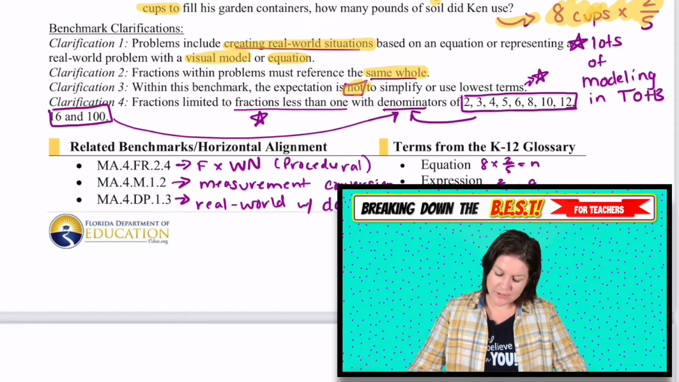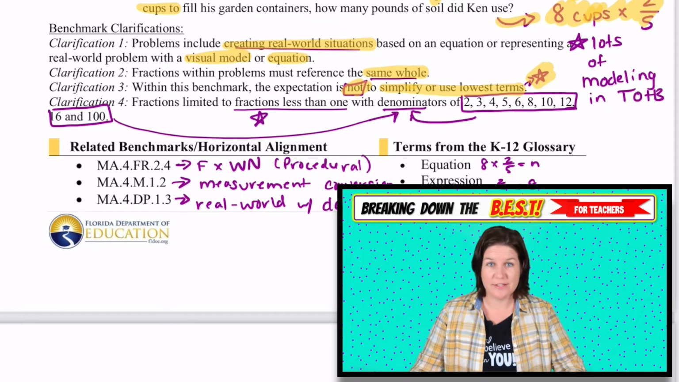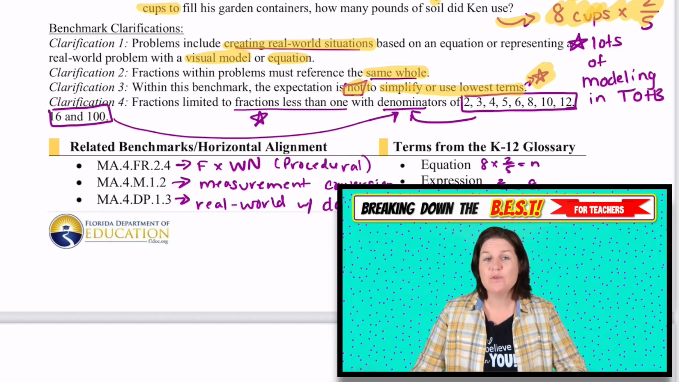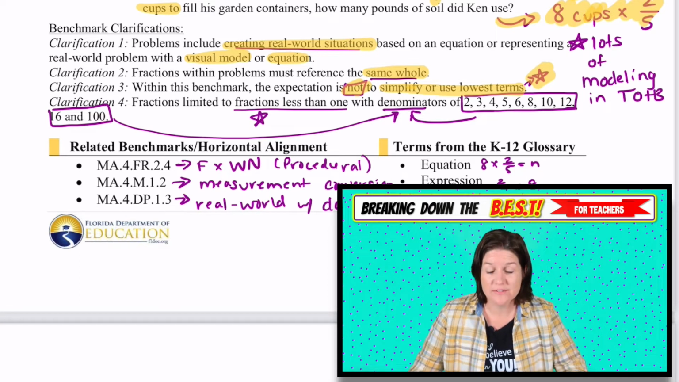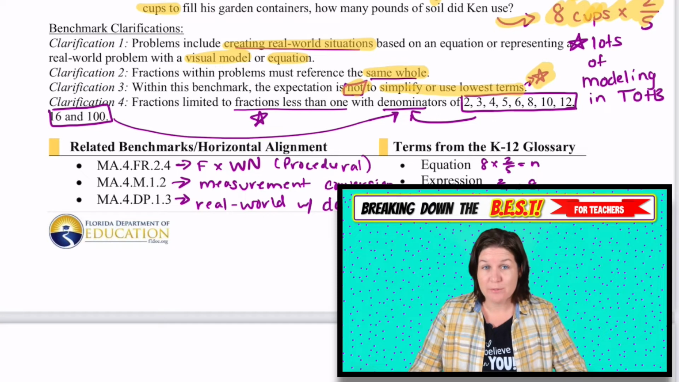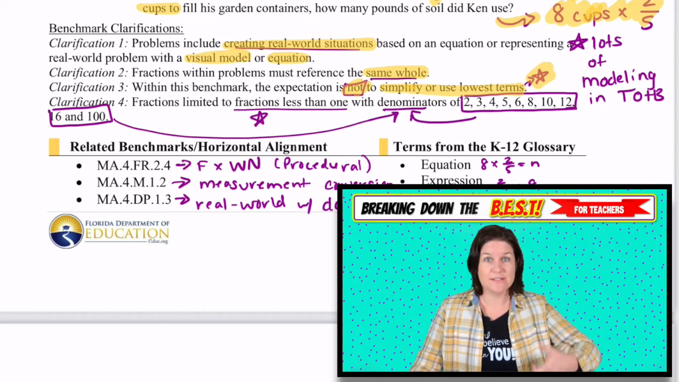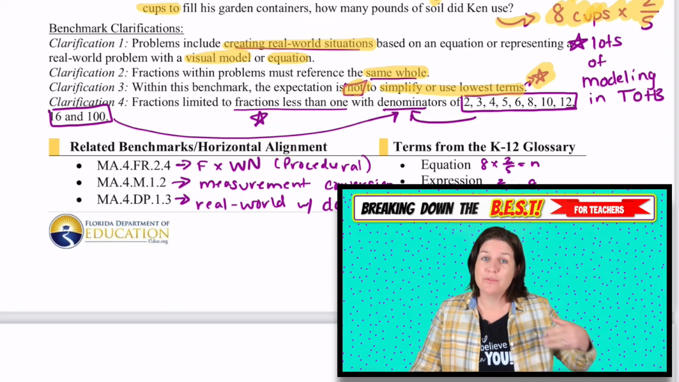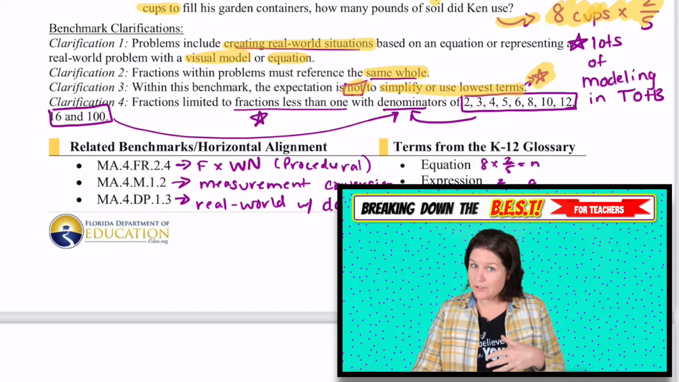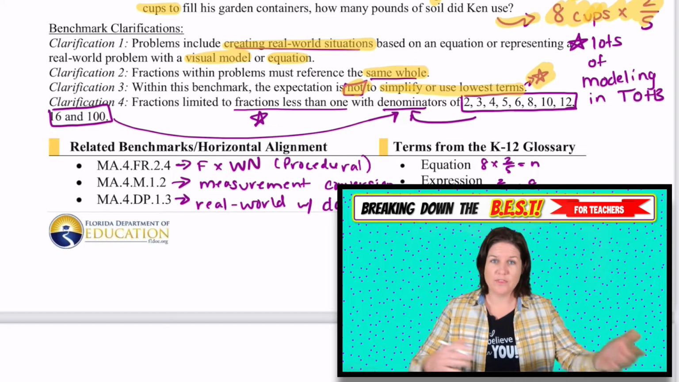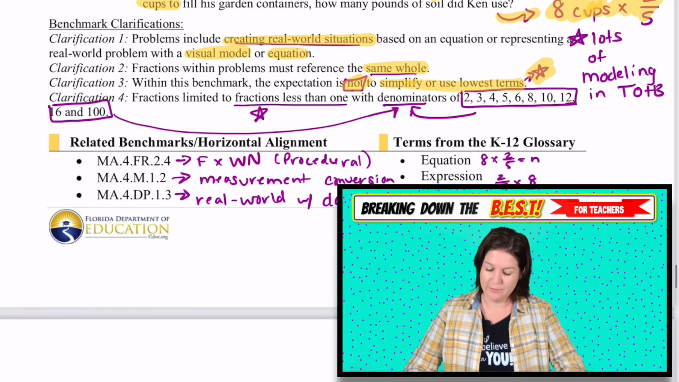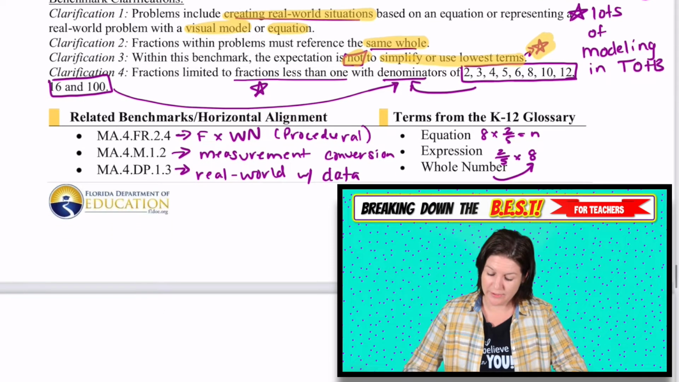The expectation is not to simplify or reduce to lowest terms. However, as I've mentioned in other videos, if the opportunity is there, take it. If you have an answer that ends up being 4 3/6, I would absolutely take that opportunity to say, hey, 3/6, that's the same as 1/2. And not take too much time with it, but just to build their number sense with fractions, because fractions are numbers, and the more that they can be exposed to how quantities are equal, the better. So it's not required, but I would still take advantage of it where it makes sense to.